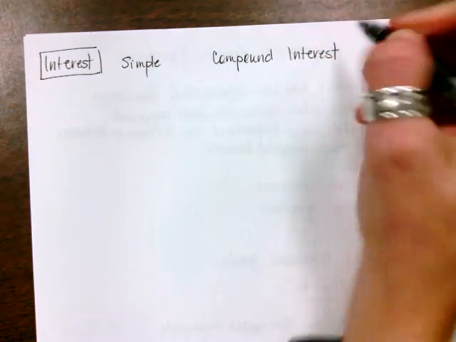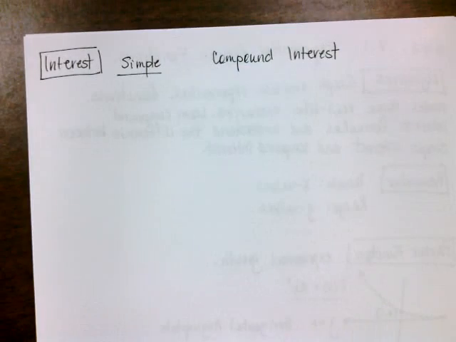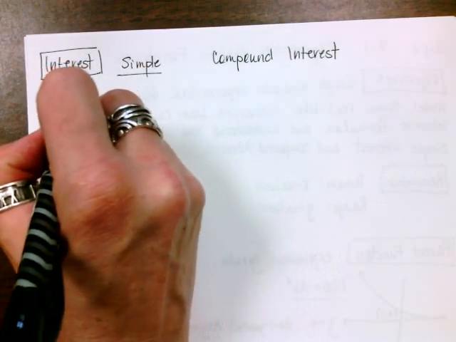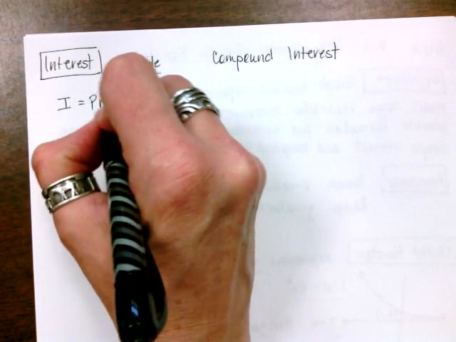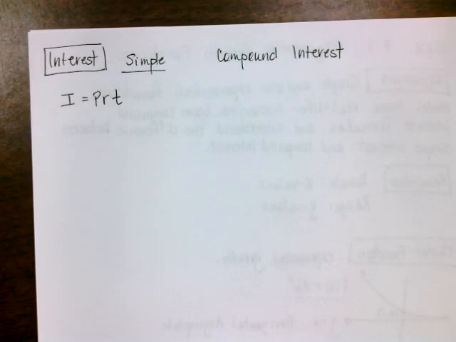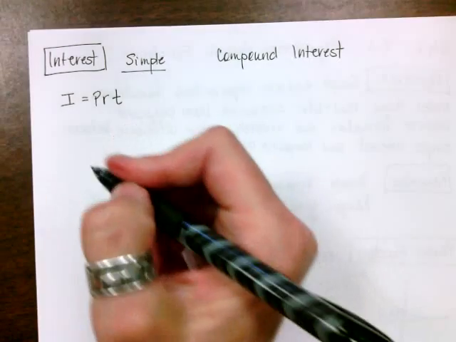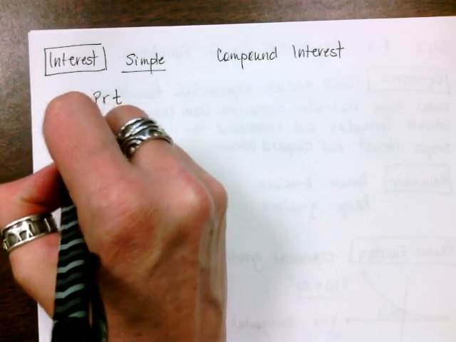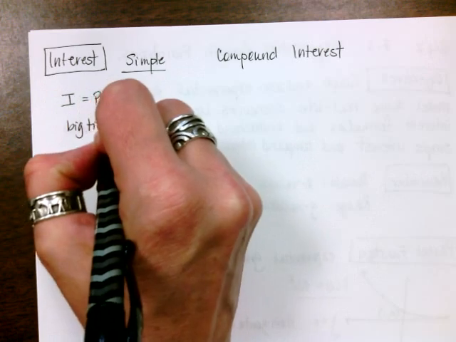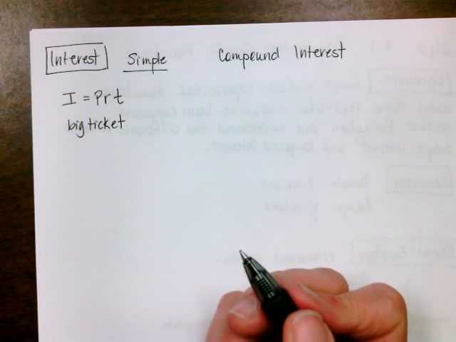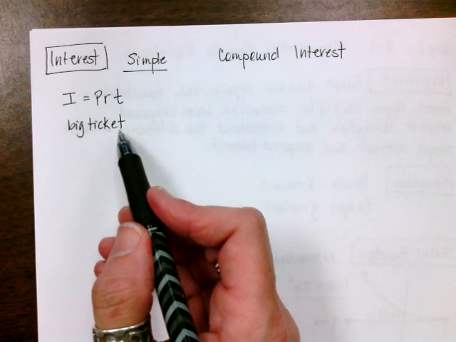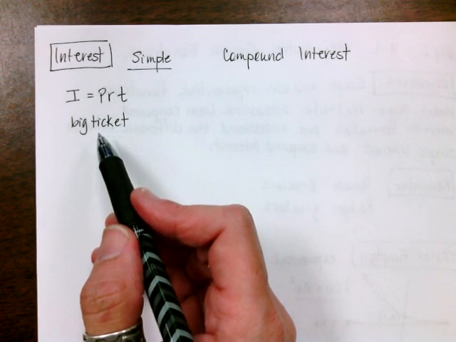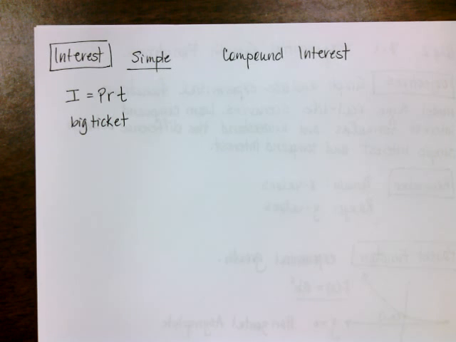So let's talk about simple interest first. The formula for simple interest is that the interest is equal to the principal times the rate times the time. Simple interest usually is on your big ticket items, like if you're going to buy a car or a house or a boat, anything that costs a bigger sum of money, it's usually simple interest. If you have a savings account in a bank, oftentimes it is simple interest.